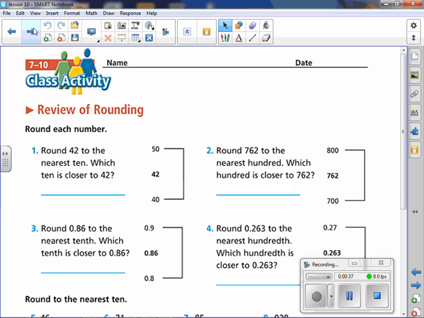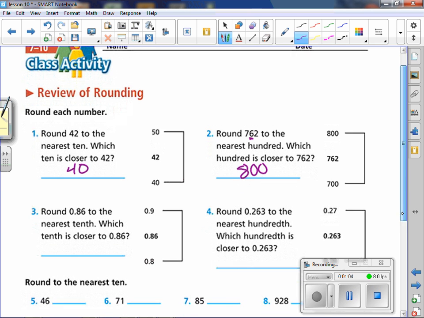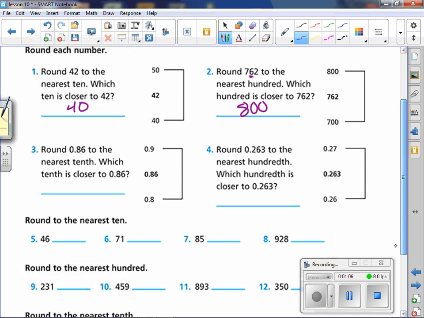Okay, so starting off, just thinking about if we rounded 42, would we round it to 50 or to 40? We would round it to 40 because of our rounding rule, 5 and above, give it a shove, 4 and below, let it go. 762, we would round up to 800 because of the 6, right? So we're looking to the 6 if we're looking at the hundreds place value. And that 6 says we got to give the 7 a bump up.